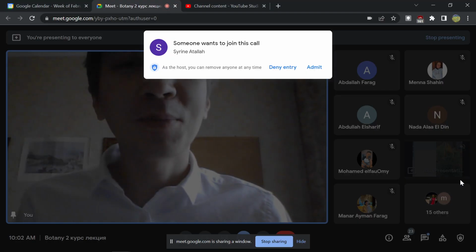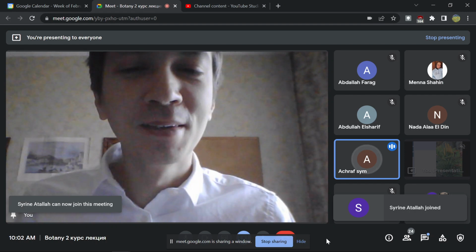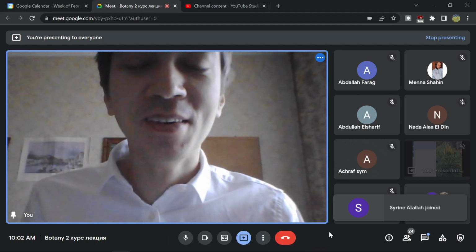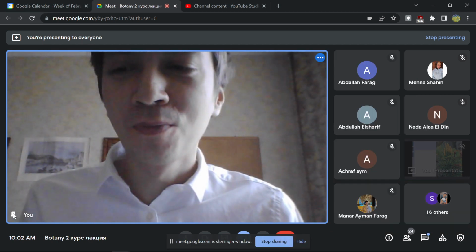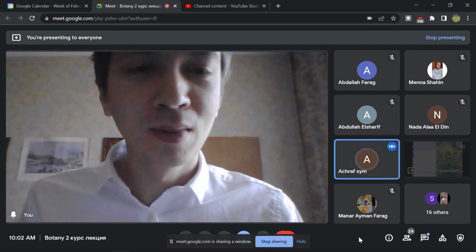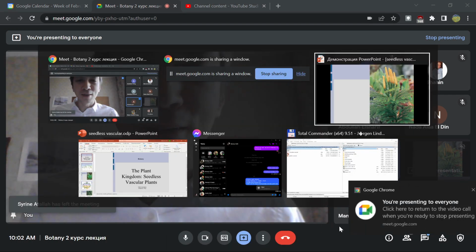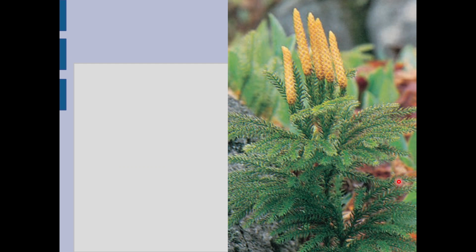Can you see the picture? Yes, I can see, but I don't know what it is. But what do you think? It belongs to the Ferns family. Yes, but what do you think about this plant?